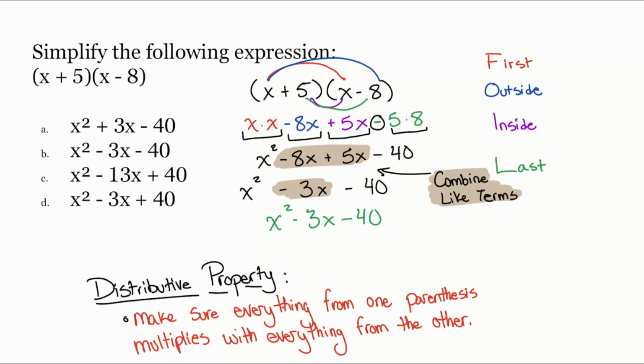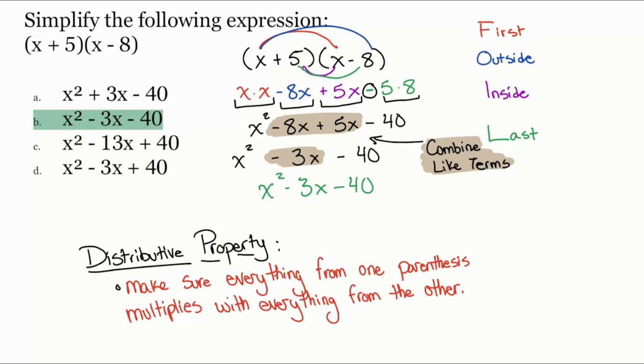Yep, that's going to be B. That is answer choice B, and that's correct. Boom, right there. Now, who here would like to see me do the same exact problem, but with a simple strategy? Make sure everything from one parentheses multiplies with everything from the other. Who would like to see it in the easy way? Cool, sounds good. Let's go ahead and do it.